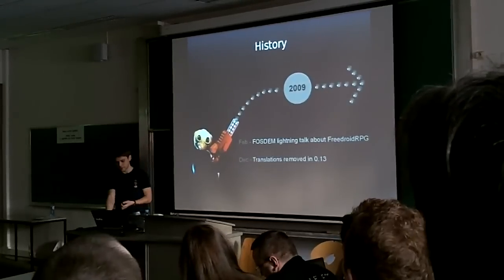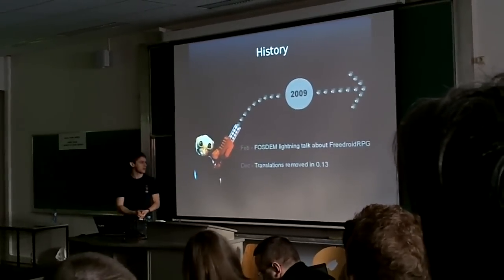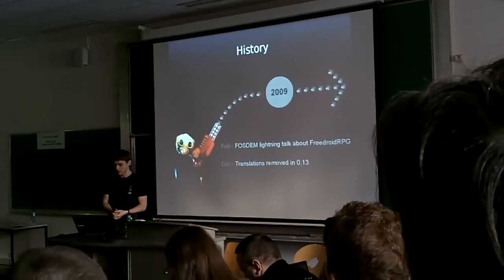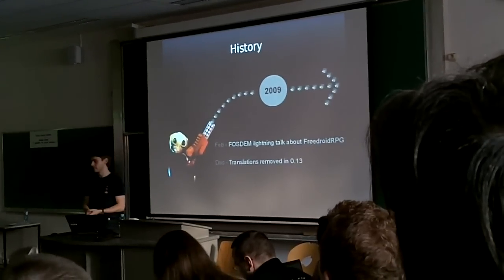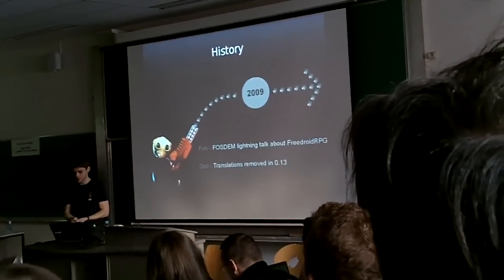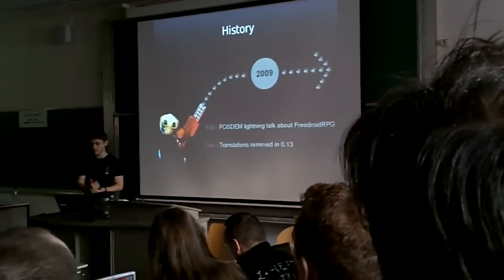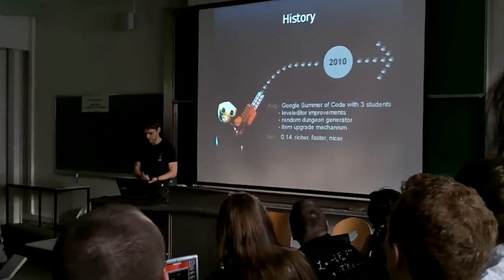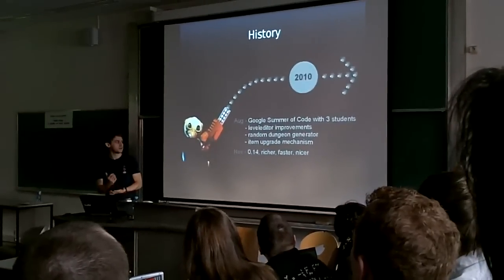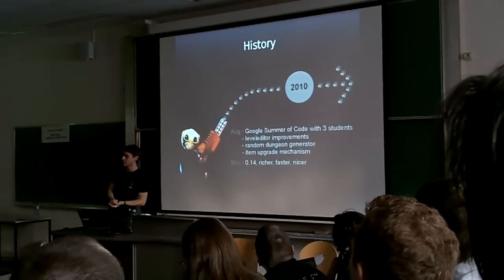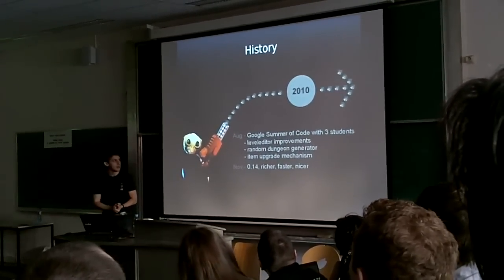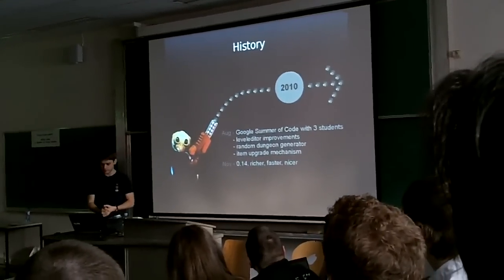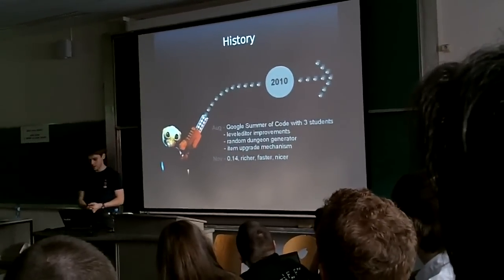So in 2009 I gave a first presentation here, and at the end of the year we noticed that the translations were too much of a maintenance burden because the dialogues were changing too much. So we had to remove them, and we have not put them back as of yet. And this is perhaps the biggest problem with FOSDEM RPG today: if you do not read English, you cannot play it. We had our first Google Summer of Code experience with 3 students 2 years ago.